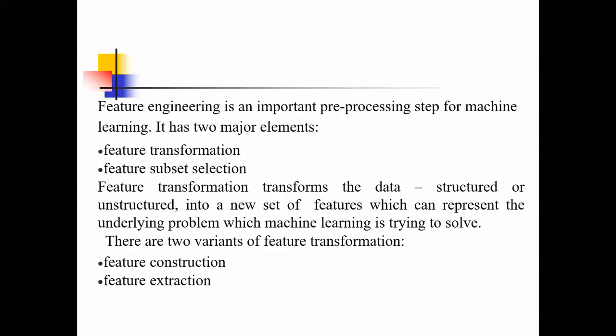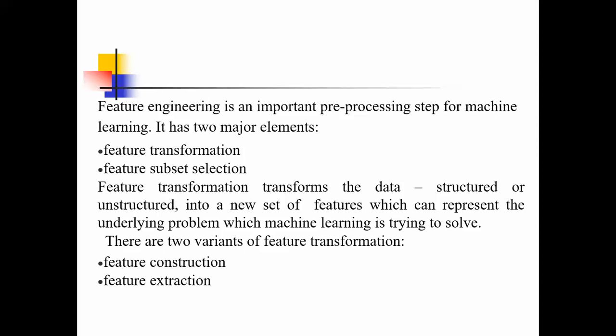Under feature engineering, we have two major elements: feature transformation and feature subset selection. In this video we discuss the importance of feature transformation. The feature transformation method applies to structured or unstructured data. What it will do is first understand the problem of that particular machine learning model, and based on that it will generate a new set of features.